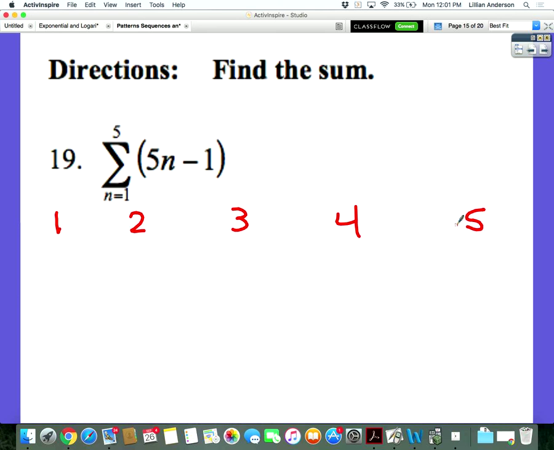What's 1 times 5 minus 1? 4. 9. 14. 19. Notice a pattern. Yes. This is the explicit form for what type of sequence? Arithmetic, where the common difference is 5. So n equals the first one.